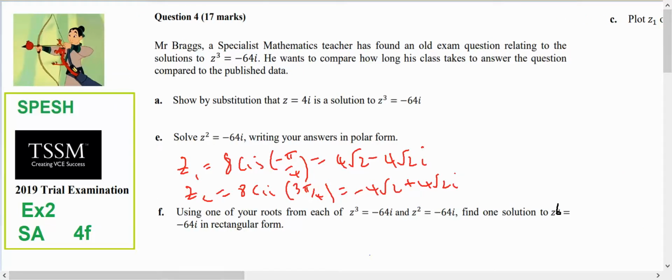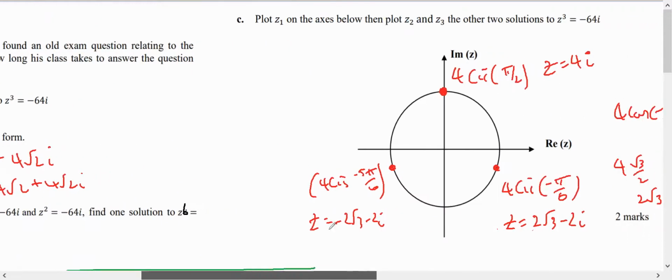This is for Year 12 Specialist. It comes out of TSSM Exam 2 4F, which is a complex number question. So we're working with z to the power of 3 equals minus 64i. We're told one solution in A. We've got to find the other solutions and graph them, and here are my three solutions.